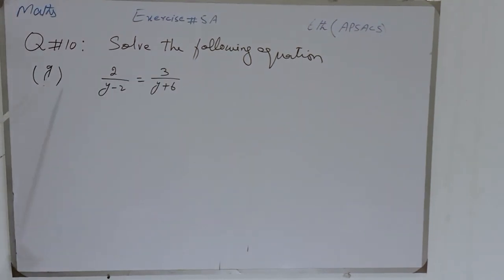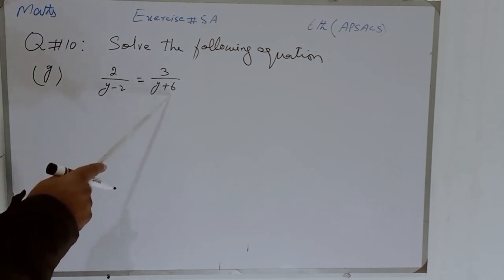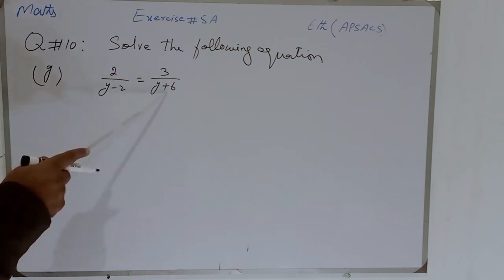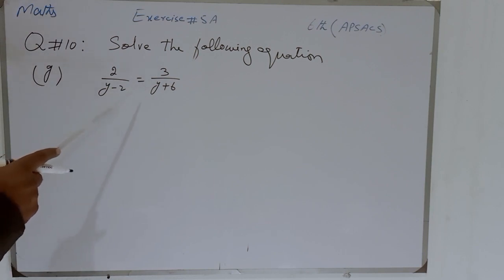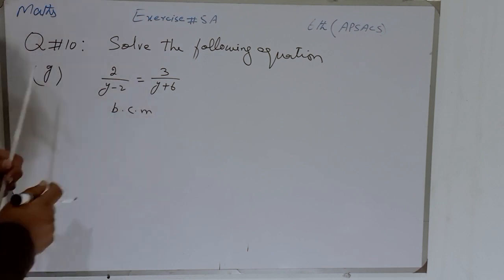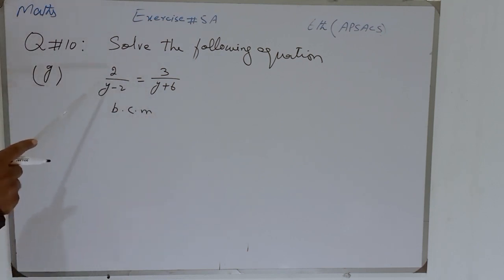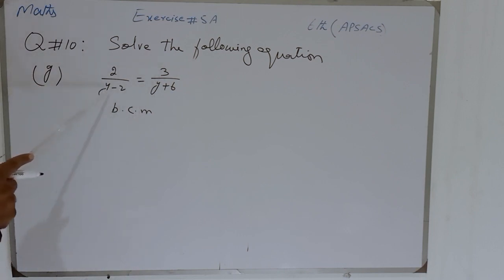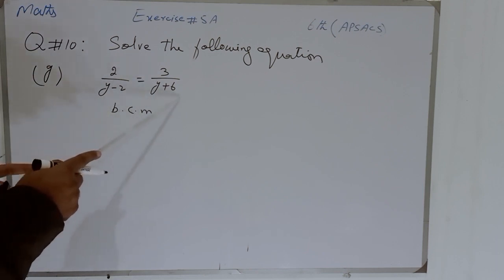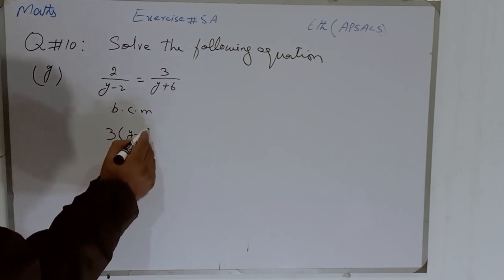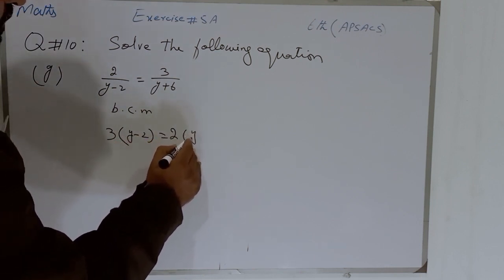Students, part G of the same question is 2/(y - 2) = 3/(y + 6). Now students, if you look carefully, on both sides there are single denominators. So we will do BCM, BCM means cross multiplication. And students, when 3 multiplies with y it will be 3y, and when 2 multiplies with y it will be 2y. So I will write 3 into (y - 2) on the left side and 2 into (y + 6) on the right side. So it is written as 3 into (y - 2) is equal to 2 into (y + 6).